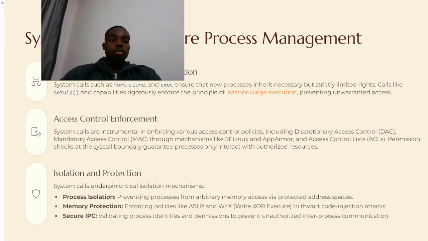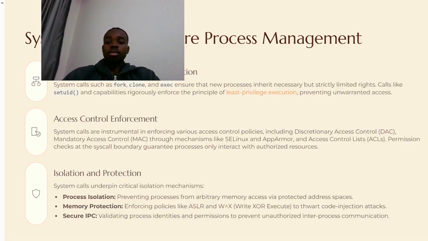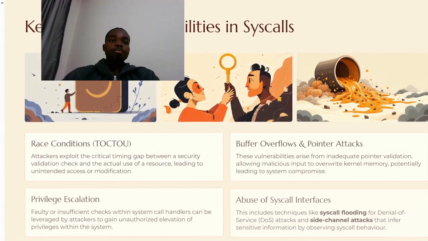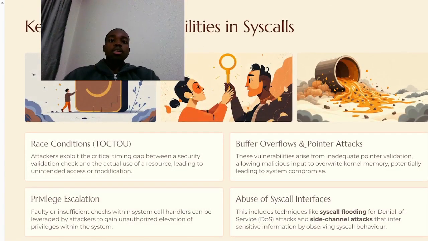Isolation and protection. System calls underpin critical isolation mechanisms. Process isolation, preventing processes from arbitrary memory access via protected address space. Secondly, memory protection enforcing policies like ASLR and W^X, write XOR execute, to thwart code injection attacks. Secure IPC validating process identities and permissions to prevent unauthorized inter-process communication.